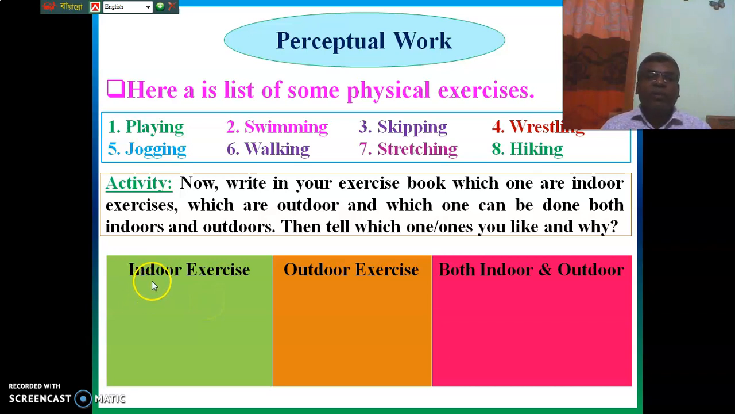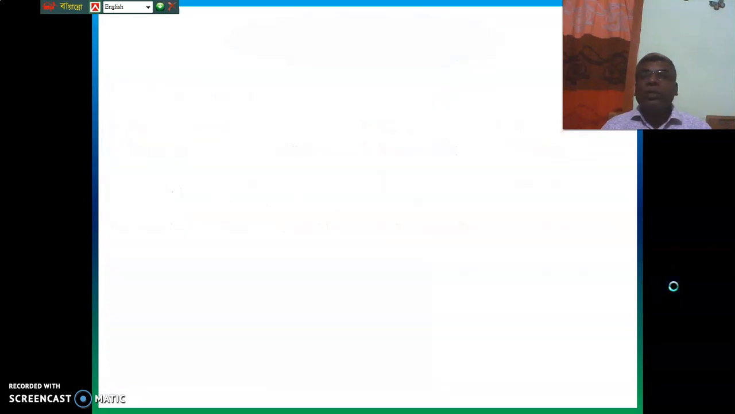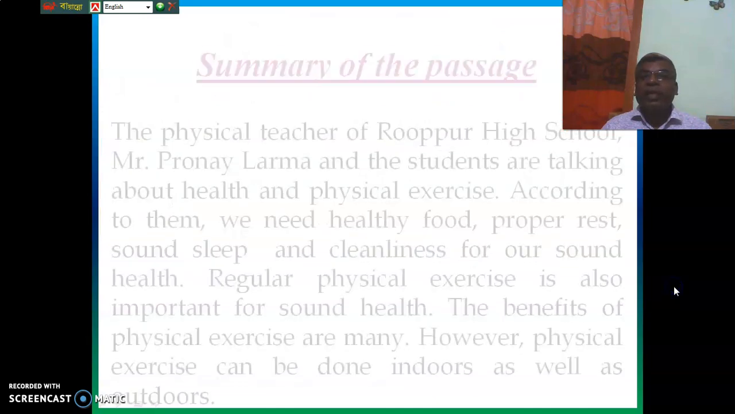In box number 1, we see indoor exercise. In box number 2, outdoor exercise. In box number 3, both indoor and outdoor. So do this work. Now I am going to the next slide.